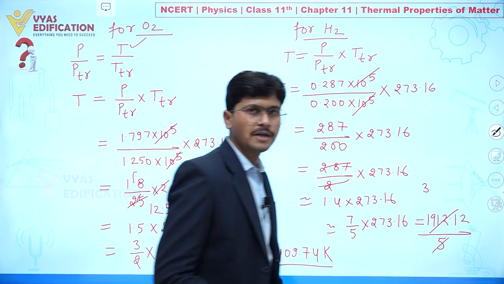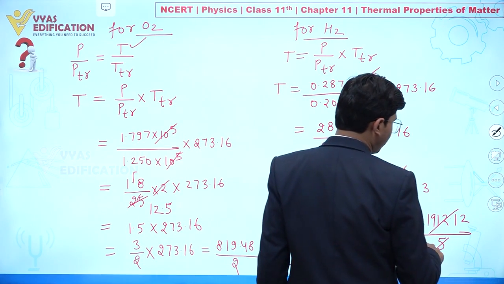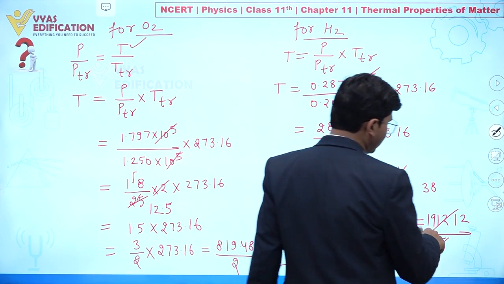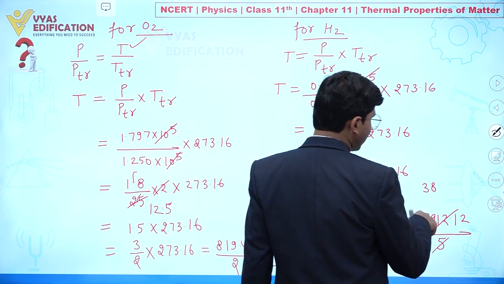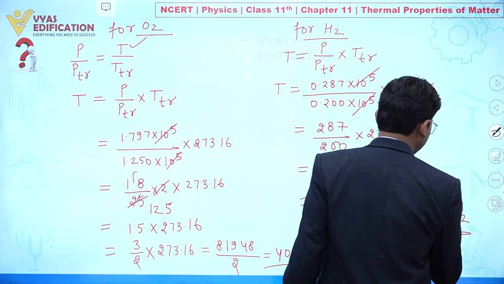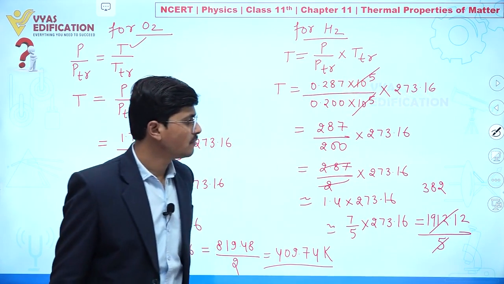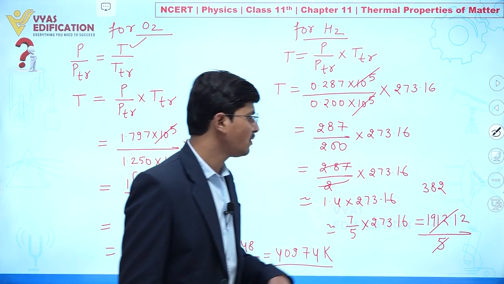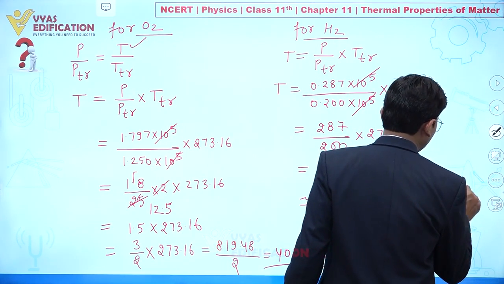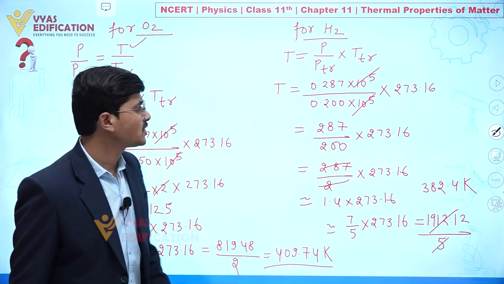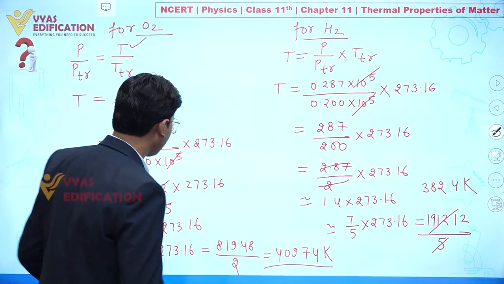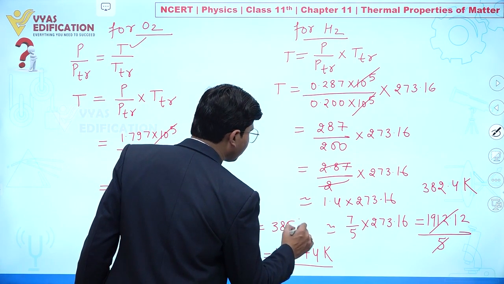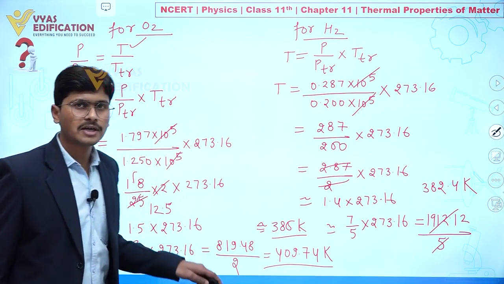We can say this is 15, then we have 3, so we have 4 left, this is 8, and we have 1 left, and this is 2. So from here we are getting a temperature of 382.4 Kelvin. Actually, if you do not take approximation here, you will find this value is near about 385 Kelvin.